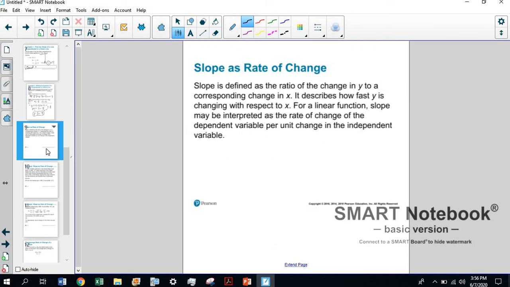Rates of change, I mentioned this before, but slope is just the way that y changes compared to x. It's how fast y is changing with respect to x. That's why the slope of a line like this is a very small positive number, while the slope of a line that looks like this is a much larger number, because there's a much bigger change in y compared to x. And so for linear functions, the slope can be interpreted as a rate of change.